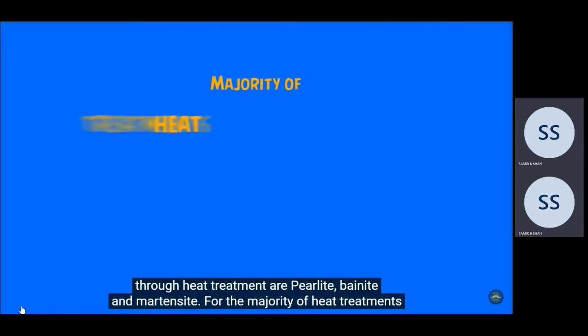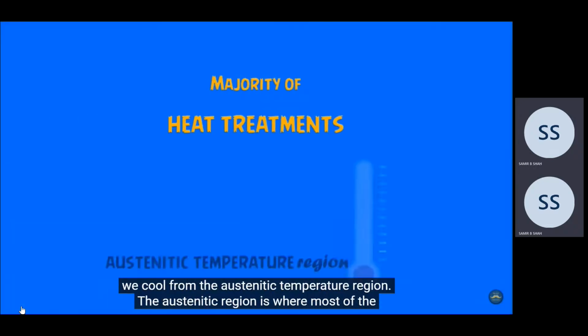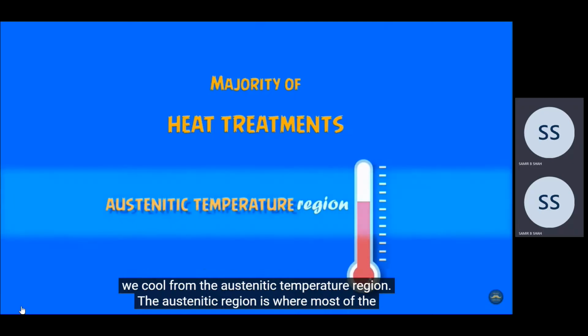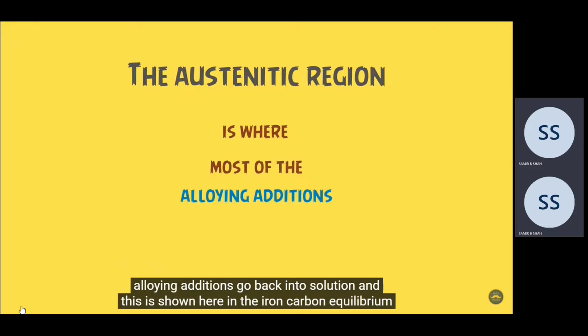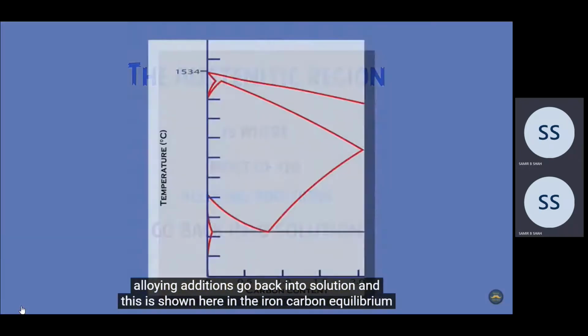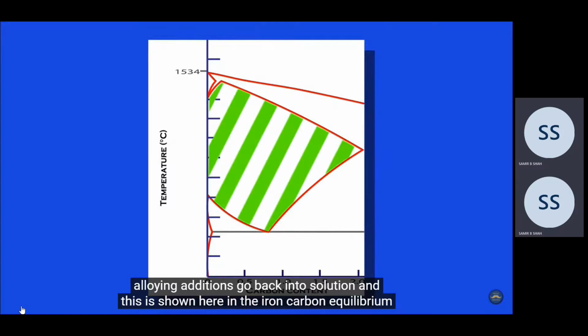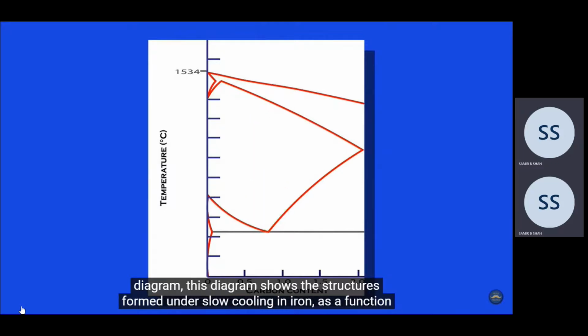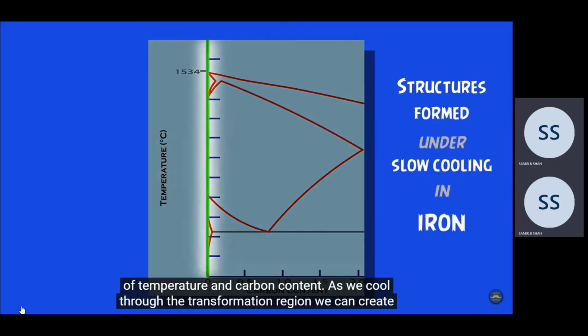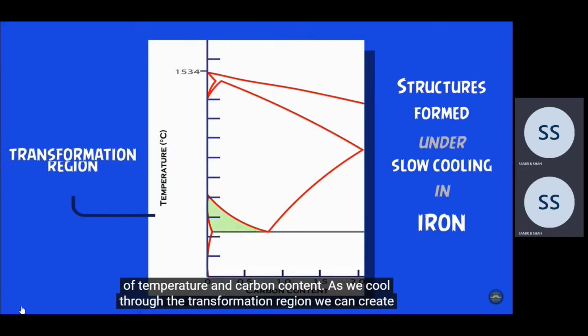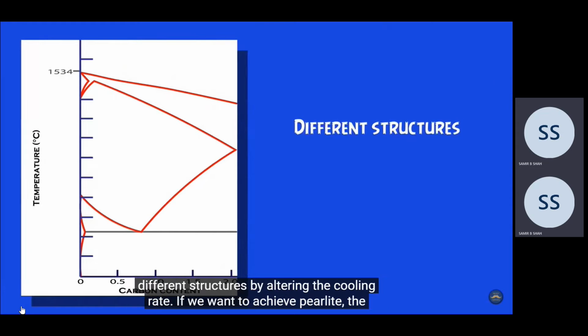For the majority of heat treatments, we cool from the austenitic temperature region. The austenitic region is where most of the alloying additions go back into solution, and this is shown here in the iron-carbon equilibrium diagram. This diagram shows the structures formed under slow cooling in iron as a function of temperature and carbon content. As we cool through the transformation region, we can create different structures by altering the cooling rate.